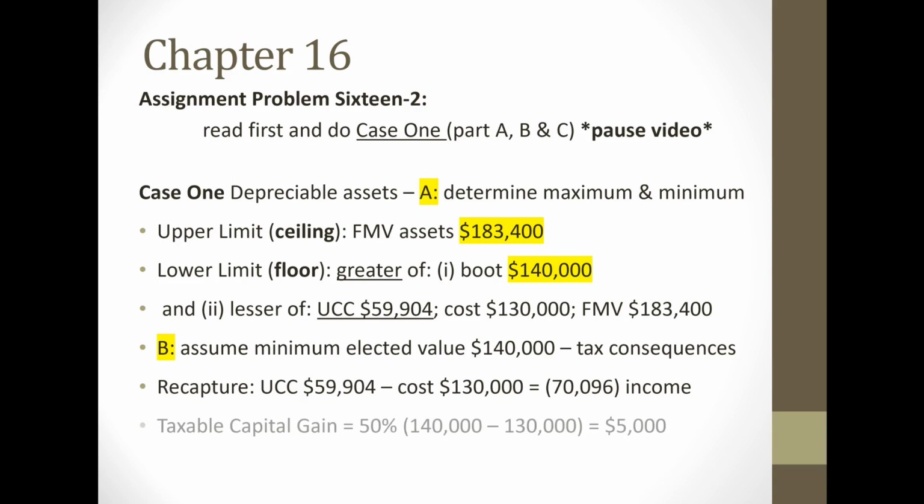Now that $70,096 is going to be an addition to the transferor's income. In addition to that, there's going to be a taxable capital gain. The deemed proceeds are going to be $140,000 minus the cost of $130,000. There's going to be a capital gain of $10,000, of which 50% will be taxable. So that results in a taxable capital gain of $5,000. So that is part B.